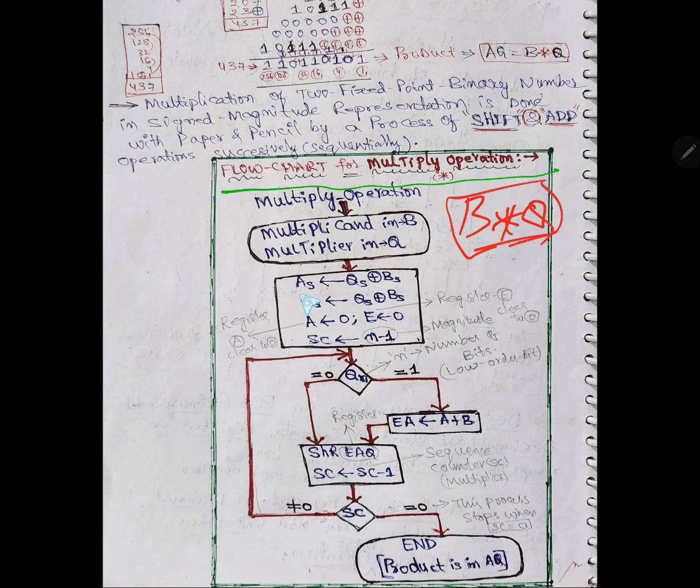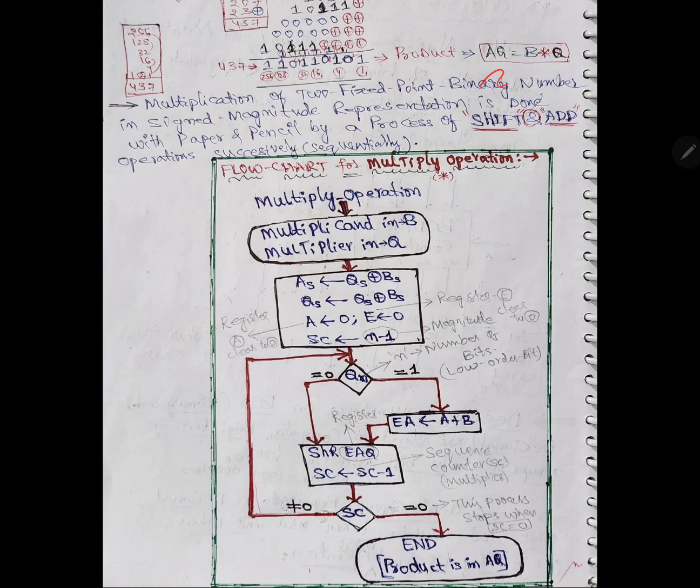I will explain. A suffix S means A sign value. That final result will be in AQ. See here, the final result, the end product, will be in AQ. It means that AQ is equal to B into Q. That's what we are doing. B is a register, Q is a register. That will be stored in the AQ register. So that is the product value, right. I will write on this side if you want.